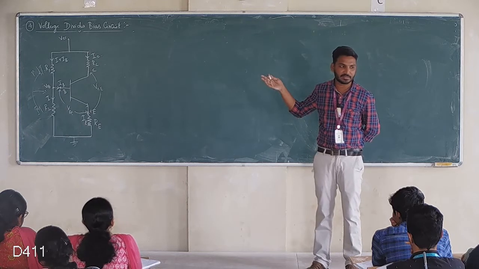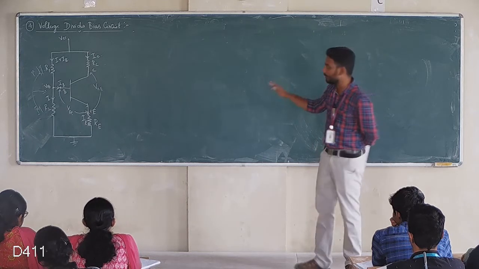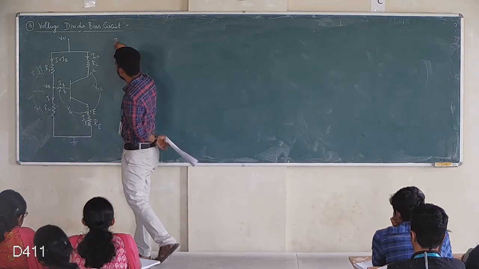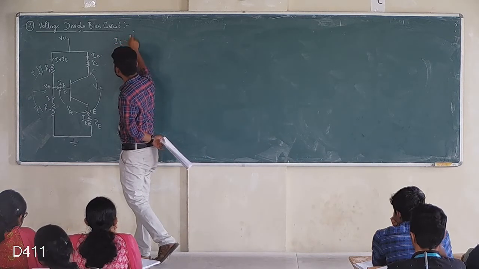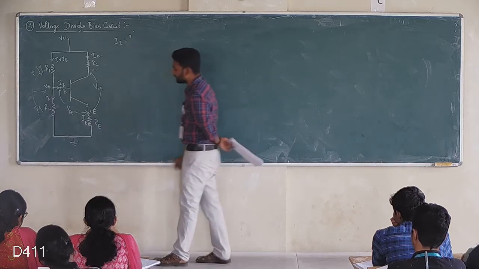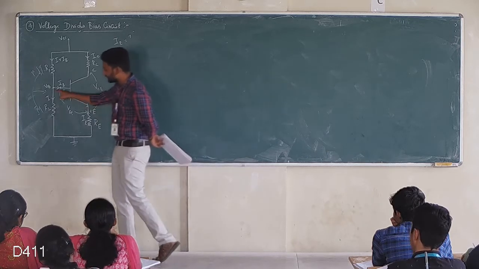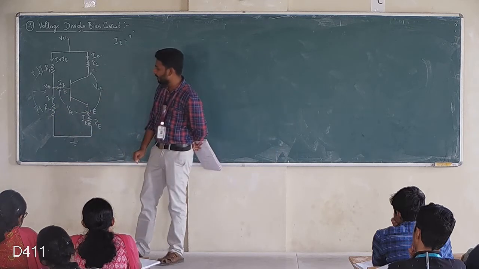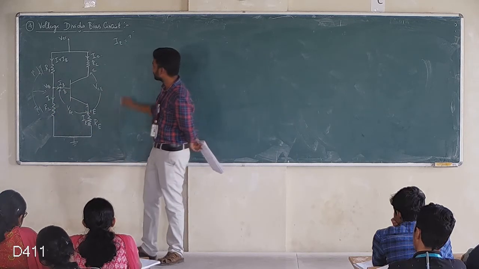So we can fix that issue. That is the advantage of voltage divider bias. So first we have to find the value of IE. For finding the value of IE, we have to consider this circuit, this lower loop. Same as before, we have to apply Kirchhoff's voltage law.